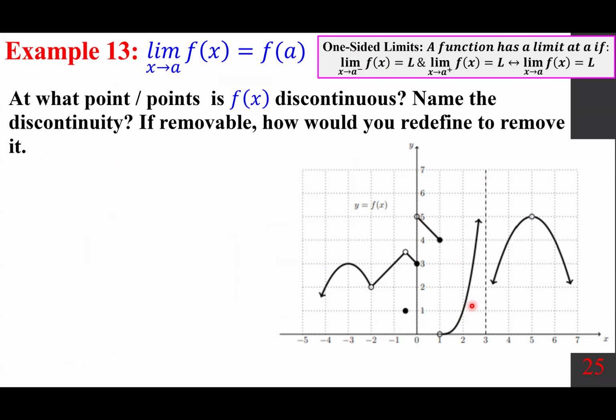So for this graph, at what point or points is f of x discontinuous? Name the discontinuity. If removable, how would you redefine to remove it? So let's look at the graph.